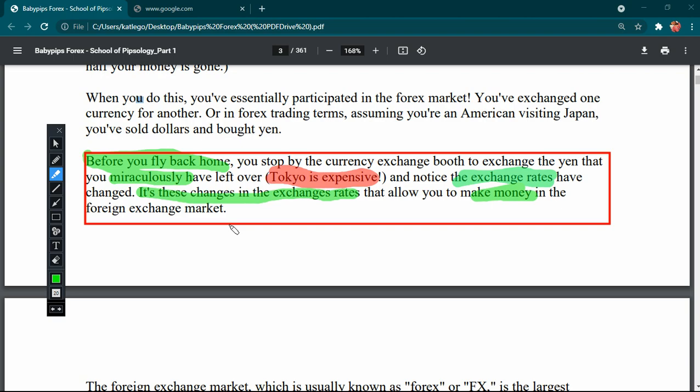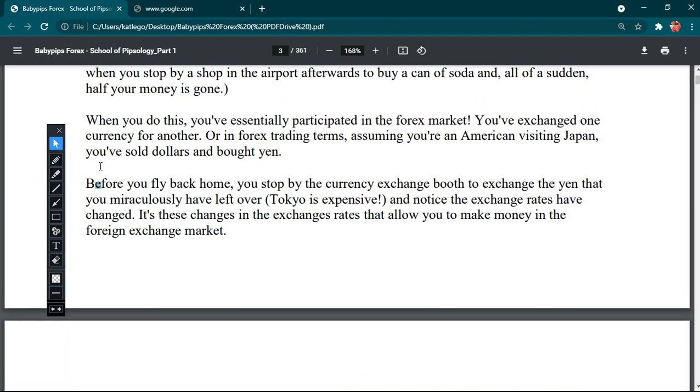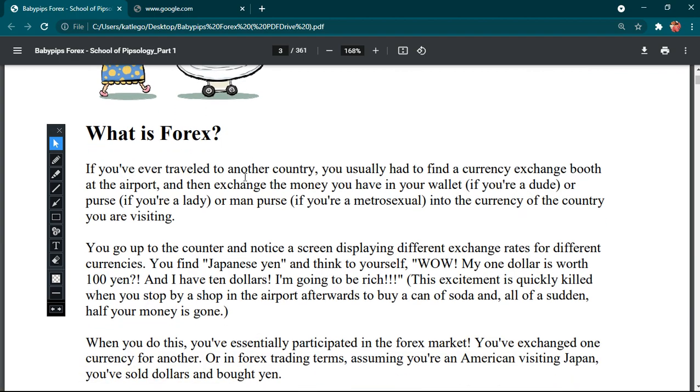So what have we learned according to BABYPIPS? Just a recap. BABYPIPS defines forex trading as an exchange of one currency for another. They say if you've traveled to another country, you usually had to find a currency exchange booth at the airport and exchange the money in your wallet into the currency of the country you are visiting. Then they give you a scenario.